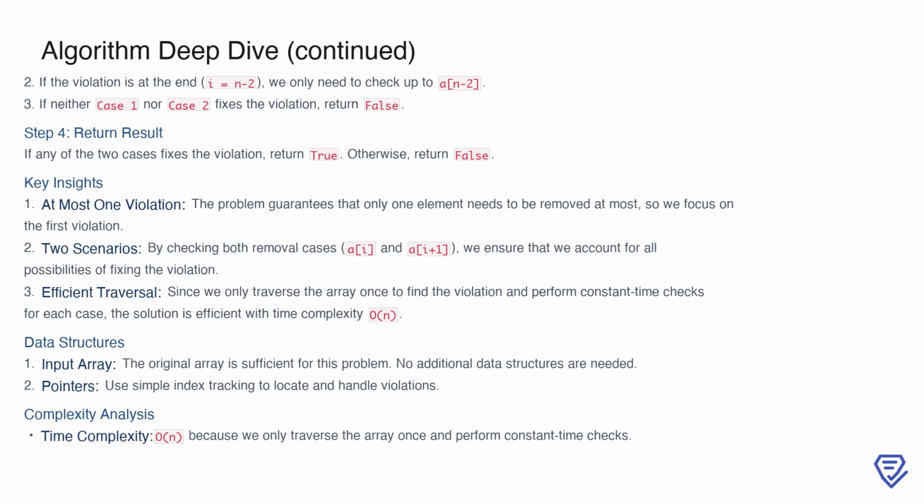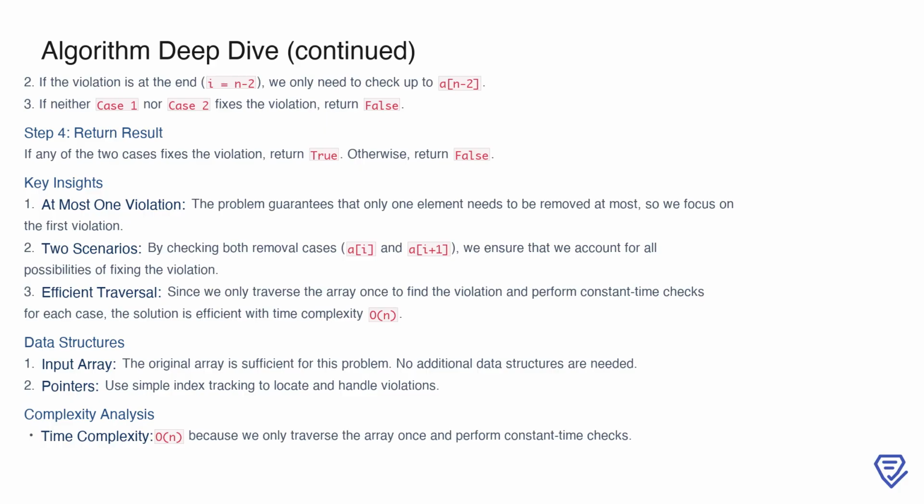The key insights for this algorithm are as follows. First, we only need to focus on the first violation because the problem guarantees that removing at most one element will suffice. Second, by evaluating both removal scenarios, removing i or i plus 1, we ensure that all possible ways to fix the array are covered.